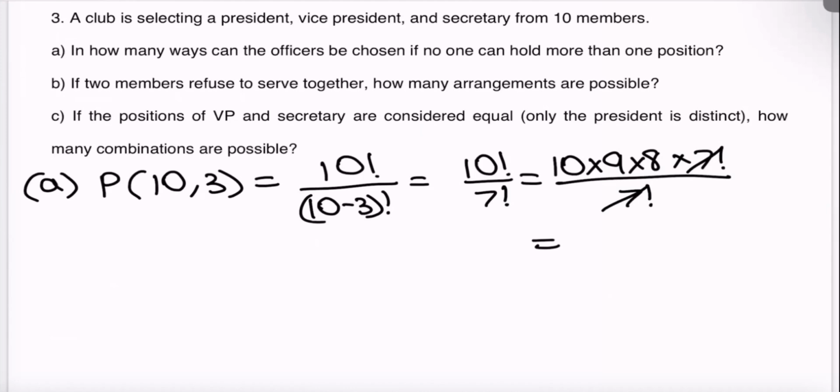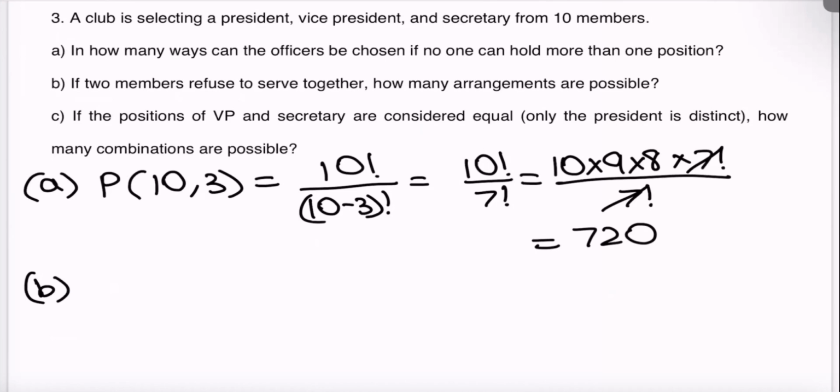Now 10 times 9 is 90. 9 times 8 must be 720. And so therefore, there are 720 different ways the officers can be chosen. The next one says, what if 2 members refuse to serve together? How many arrangements are there now?